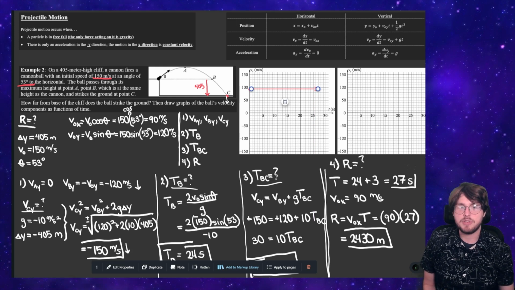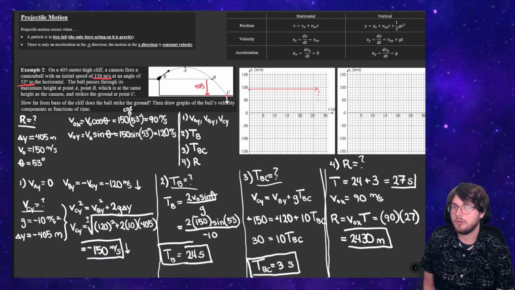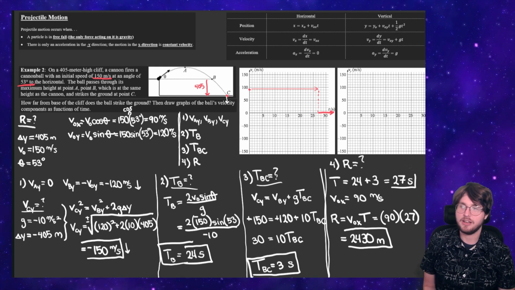And then this object travels down to the ground, or stops, we'll assume, and then it's just traveling with 0 velocity all the way to the end.